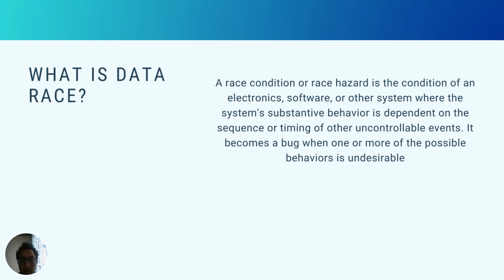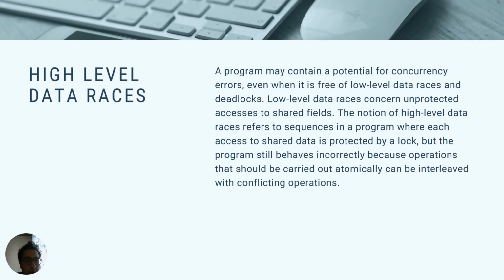Coming to the next slide, high-level data races. A program may contain a potential for concurrency errors, even when it is free of low-level data races and deadlocks. Low-level data races concern unprotected access to shared files. The notion of high-level data races refers to subsequences in a program where each access to shared data is protected by a lock, but the program still behaves incorrectly because operations that should be carried out atomically can be interleaved with conflicting operations.